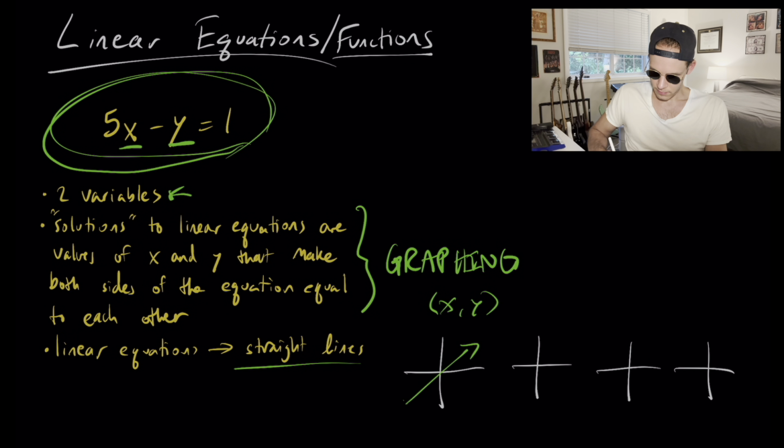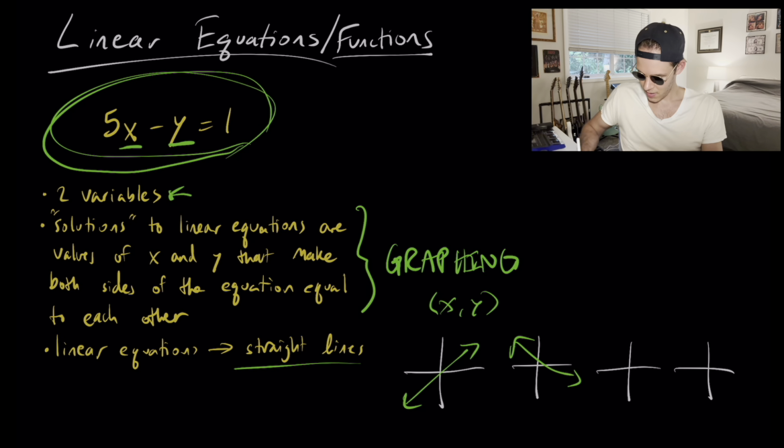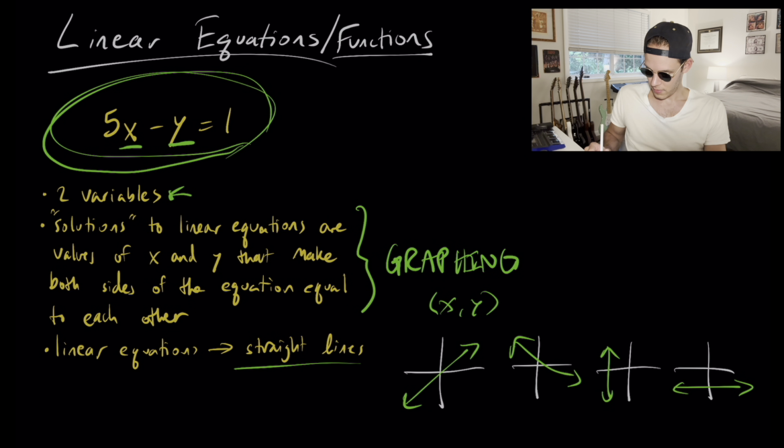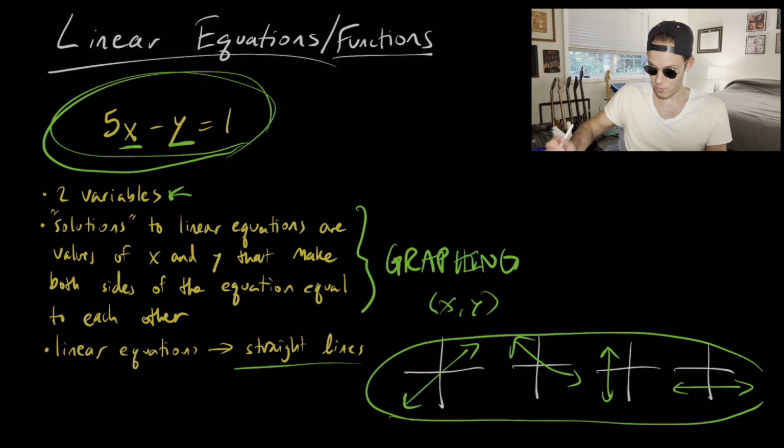They'll be diagonal like this, kind of sloping positively, like going up. You'll see them sloped like this, diagonal, going kind of negative. You can see them graphed straight up and down like a vertical line, or horizontally, right? These are all examples of graphs of linear equations or linear functions. So just get familiar with these, because this is really all you're going to see when working with linear equations.